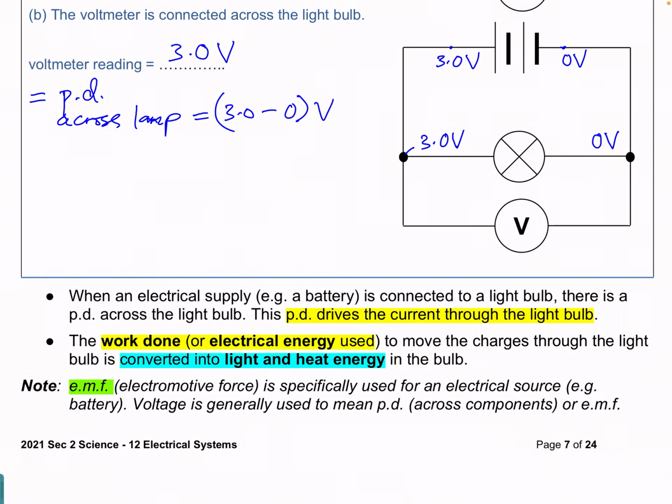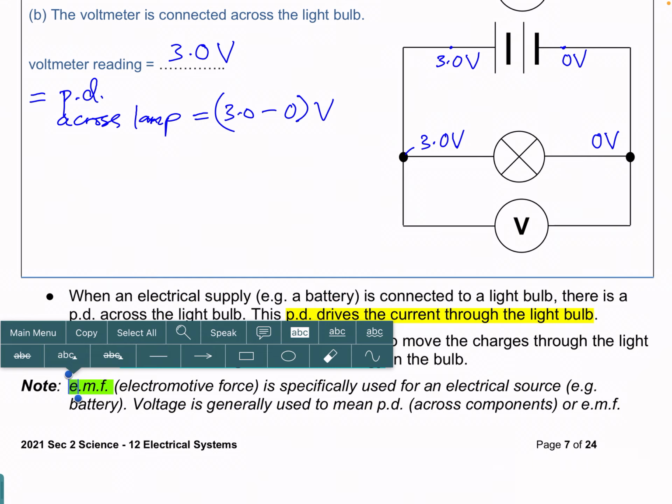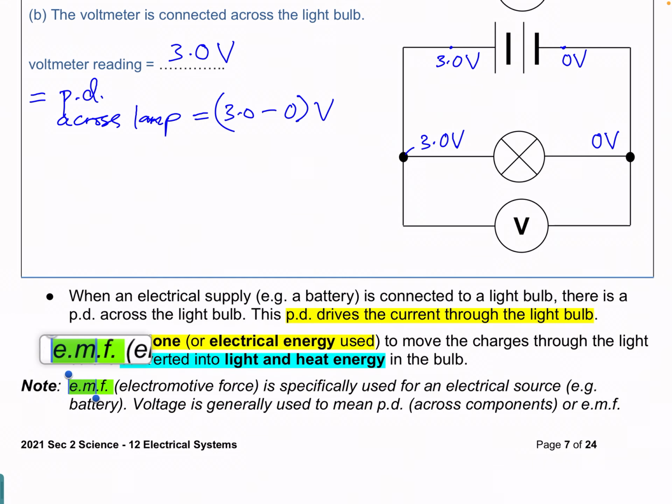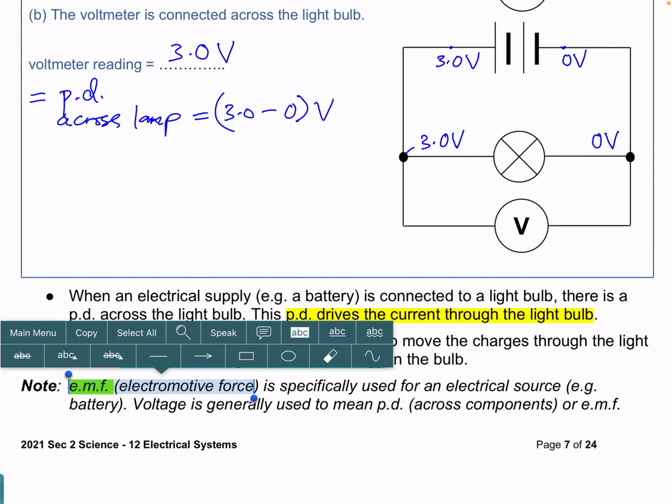In upper sec physics, we actually have a special term for this potential difference across a battery. We call it electromotive force, or EMF for short. But this year, this is not in our syllabus, so don't worry about it.